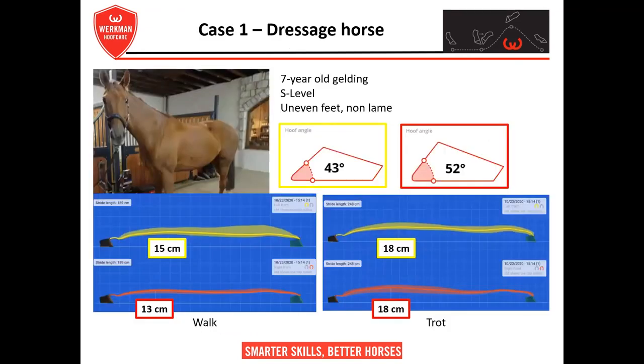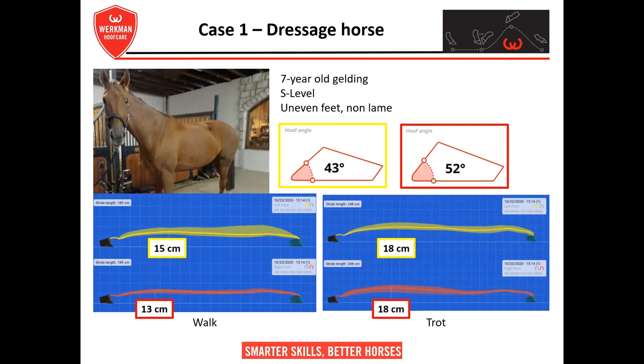I will start with a short case report, and it's a dressage horse. It's quite a good dressage horse, and as you can see, it has uneven feet with an angle difference of 9 degrees. You see the left foot is flatter than the right foot. And if you look at the flight arc pattern in the images below, you can see in walk and trot the shape and the height of the flight arc. Yellow is left and red is the right hoof.